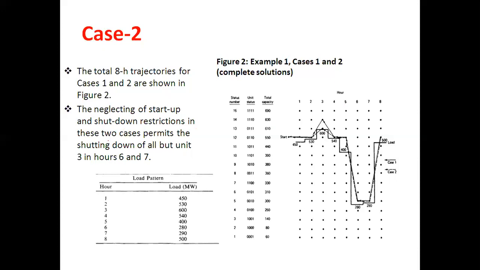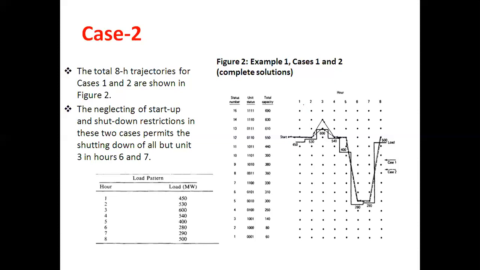So, unit 3 has a minimum uptime of 5 hours, which is given in the data, and a minimum downtime of 4 hours. And unit 3 is the most reliable because its full load average cost is less. So in order to meet the load demand we will run unit 3 first.